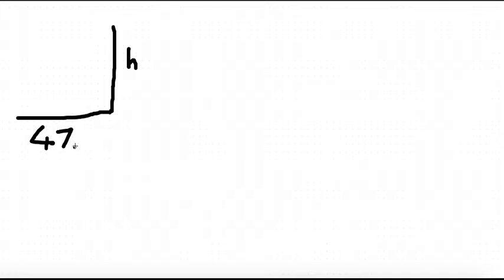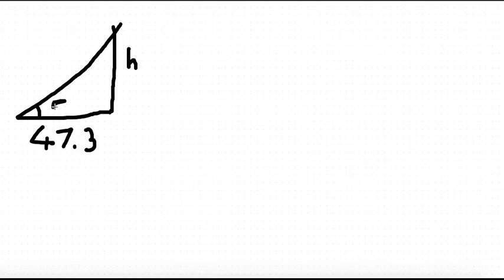Now it tells you that you're looking for the height. So the height you don't know, so just put h. But you know that there's a point 47.3 meters from the base, which would be the bottom line, 47.3. There's an angle of 53 degrees. It goes up and makes an angle of 53 degrees to complete the triangle.